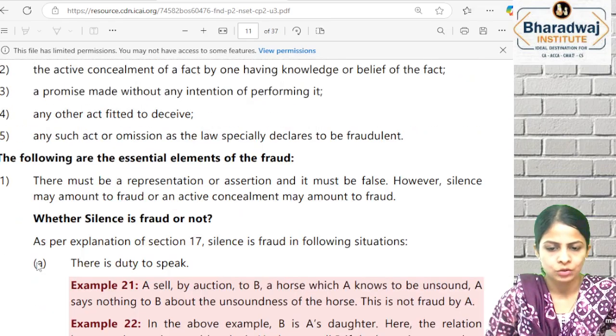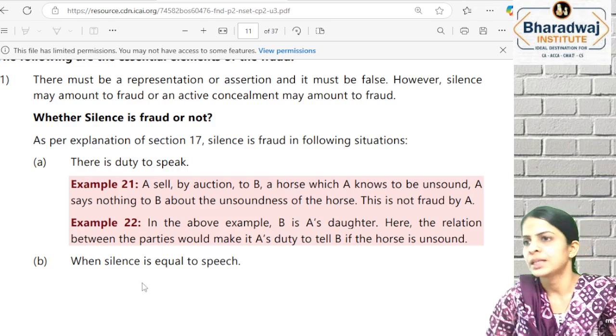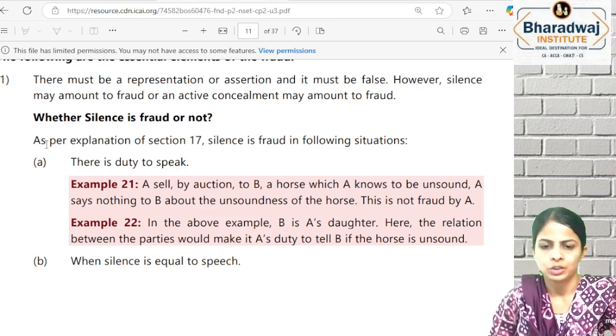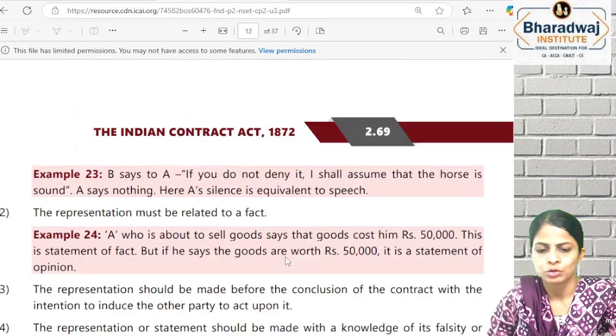This is a question actually. Mere silence is not fraud, except in two situations: duty to speak, and silence is equivalent to speech. What you have to write, ma'am? Everything you have to write. Example also, one example also you're supposed to quote.